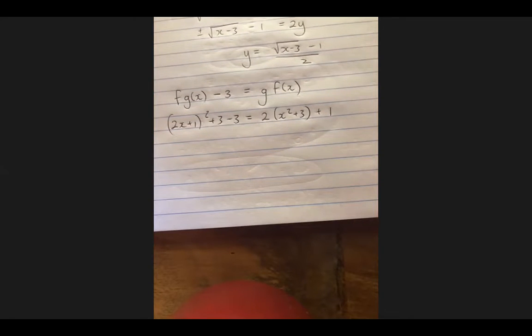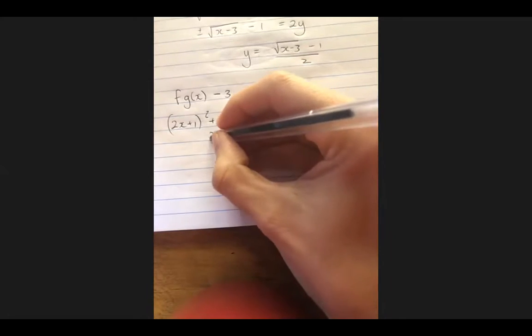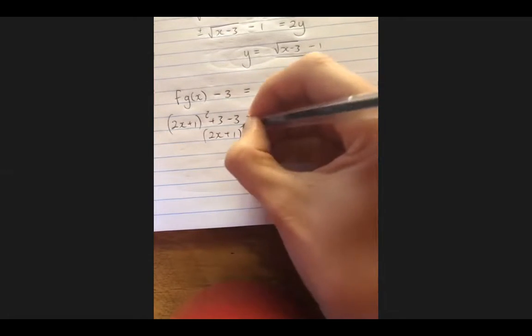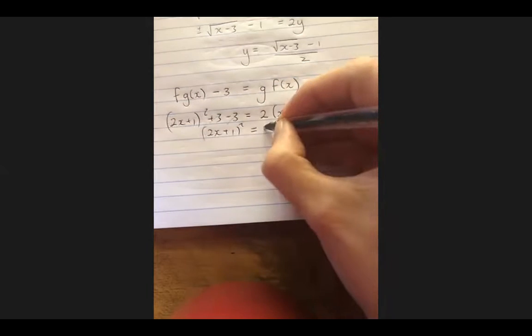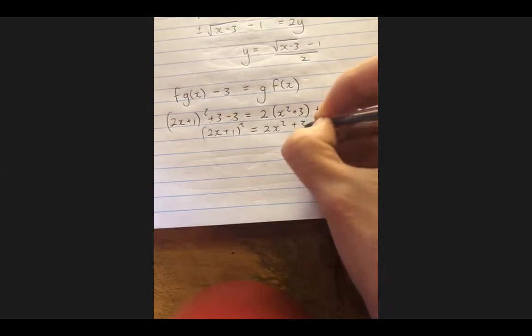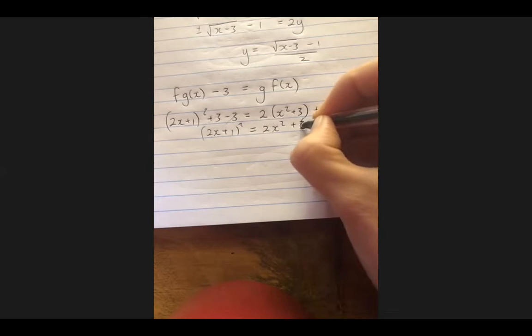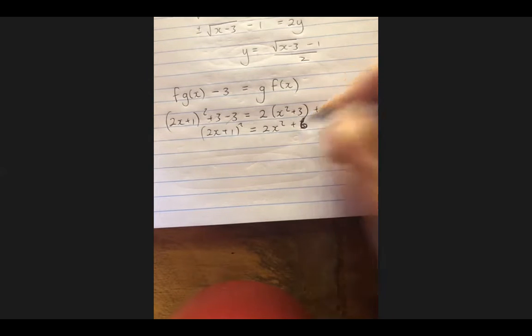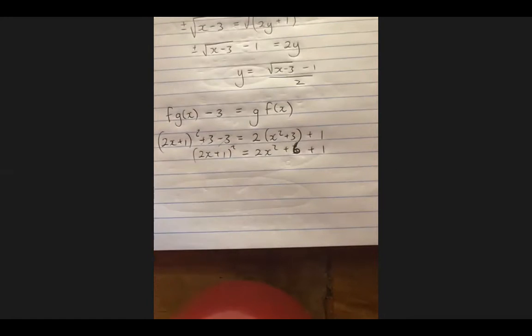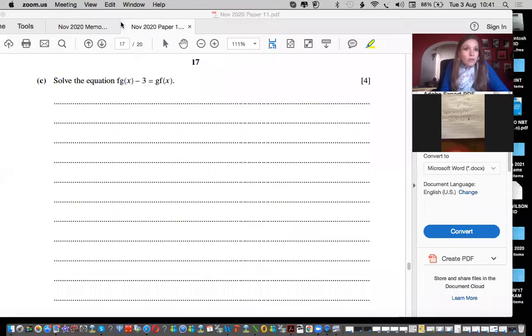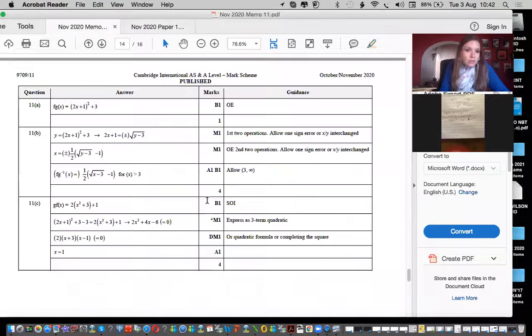Okay. So what have we got so far? We've got this 2x plus 1 squared, the plus 3 minus 3 gone. And then we've got this guy, 2x squared plus 3 plus 6. You see what I meant about getting tired at this stage of a paper? Multiply plus 6. What was the question? Just solve this. Let's see. Solve the equation. Okay, I think the rest was easy.